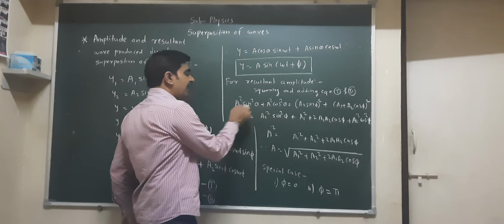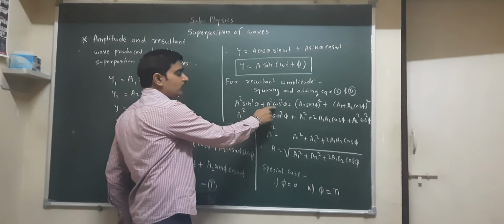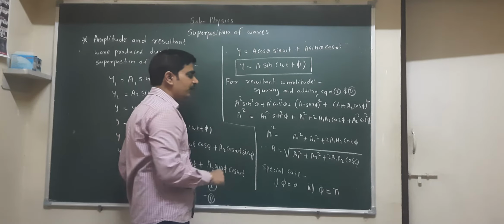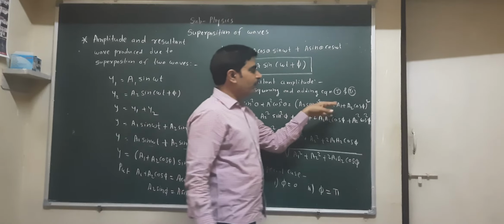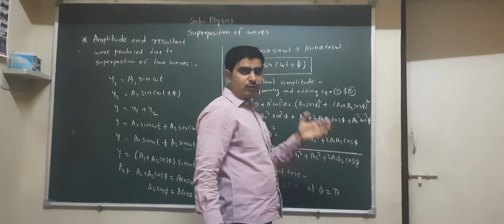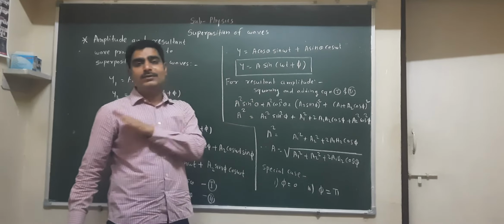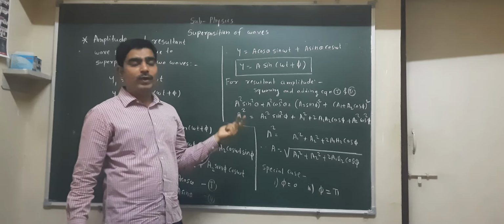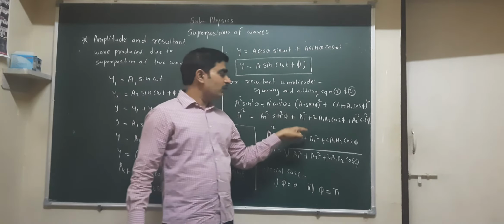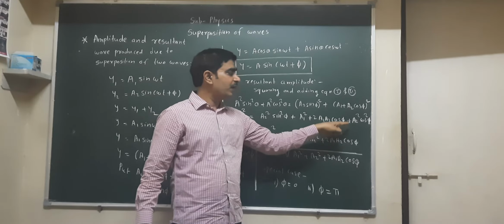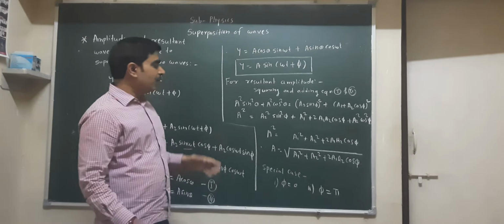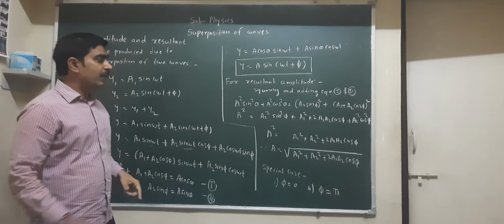So take A² as common, so sin² θ + cos² θ is 1, so we are getting A² = a2² sin² φ + (a1 + a2 cos φ)². Here we have to apply the formula of (a + b)², a² + 2ab + b². So a1² + 2 a1 a2 cos φ + a2² cos² φ. Now this is the value of A².